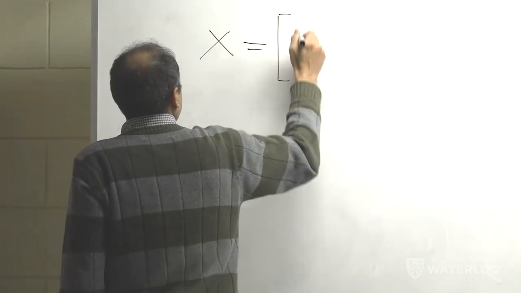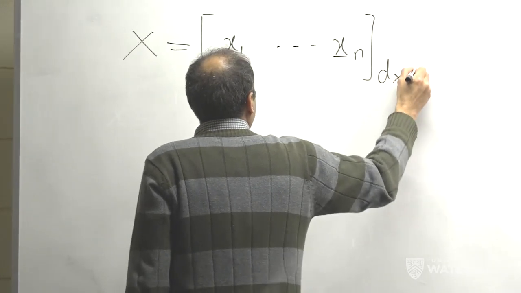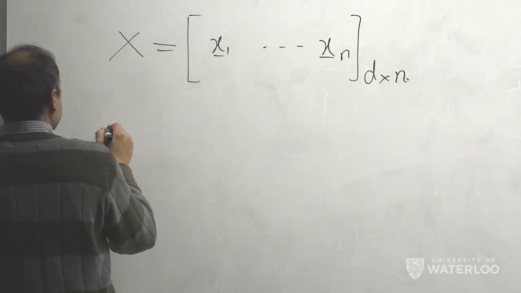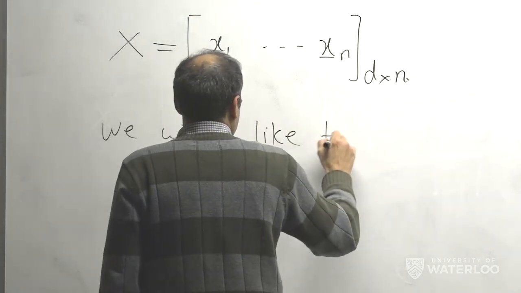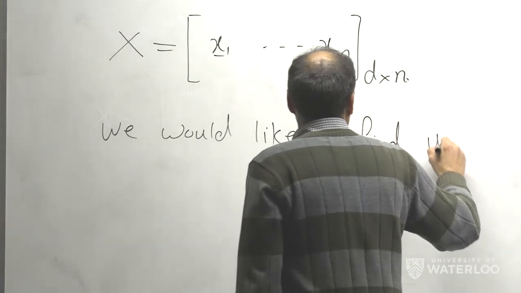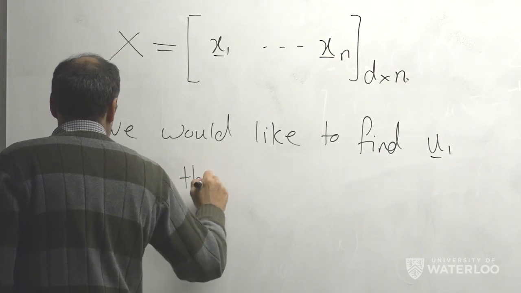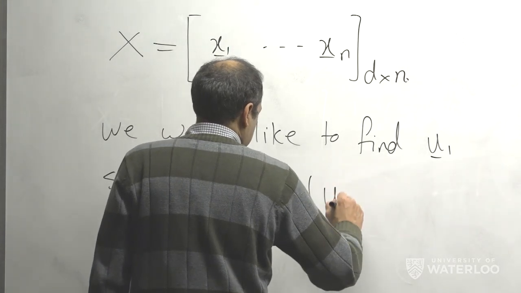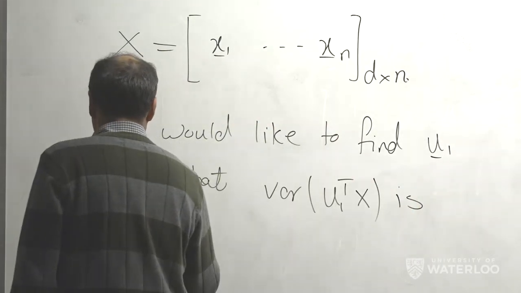As usual, my setting is that I have n data points. They are d by n. I'm looking for a vector u1 such that it captures the maximum variation of the data, meaning the variance of u1 transpose x is maximum.